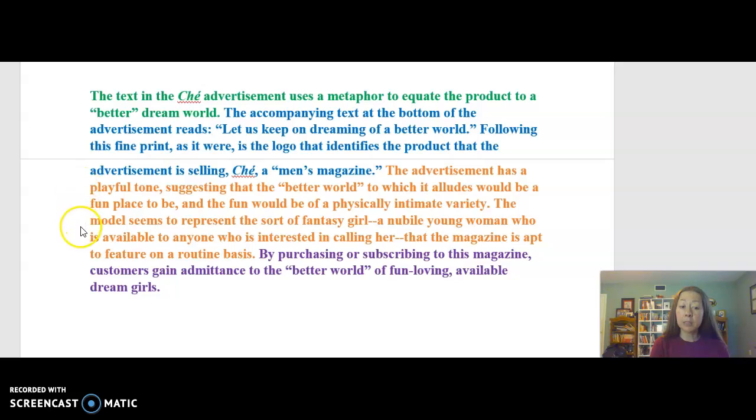Okay. Then we explain the importance, right? By using this phrase, "let's keep on dreaming of a better world," the creators are creating this fun, playful tone, and they're associating this idea of a better world both with the magazine, since the logo is placed right next to the words, and with the woman who takes up most of the space in the ad. So the idea here, the assumption is if you buy the magazine, you'll get to see lots of these sexually available women featured in the magazine and therefore have access to this better world.